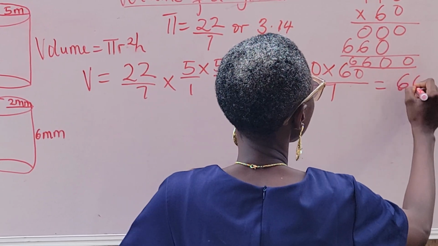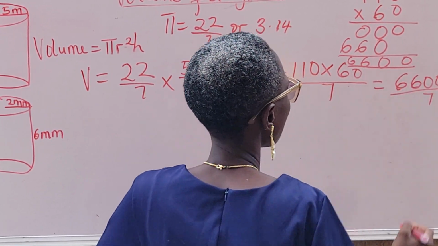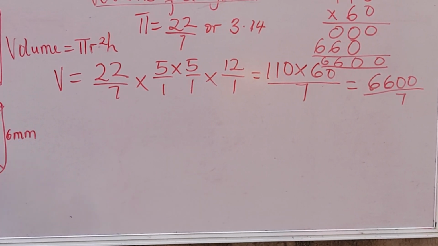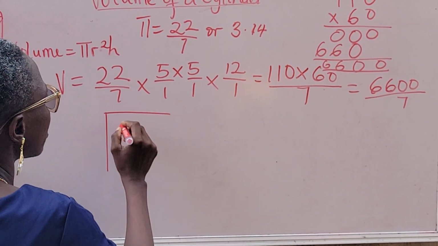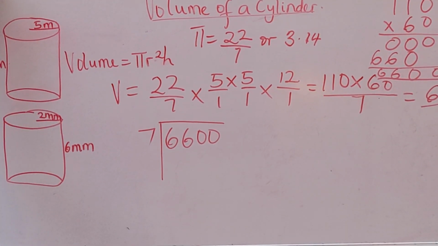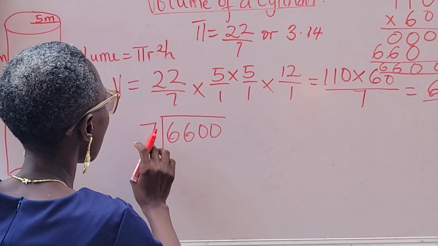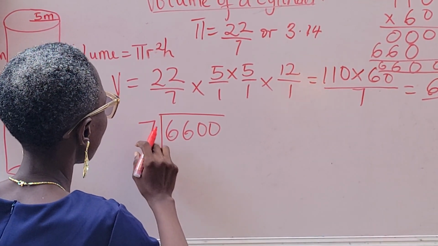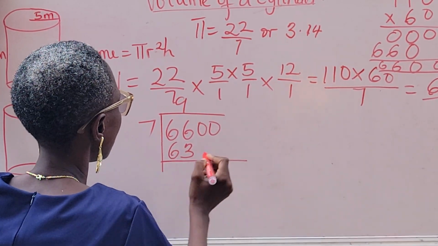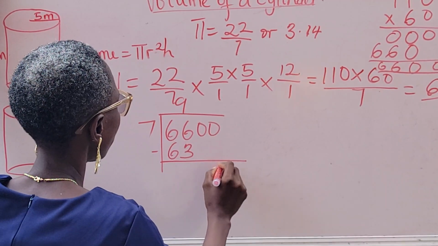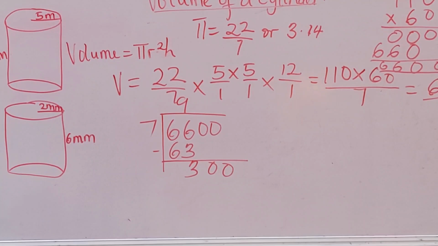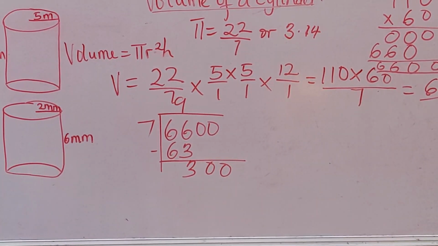I did this so that I can show you how the answers are gotten. So we have 6,600 divided by 7. The next thing is for you to use your long division method to get your final answer. 6,600 divided by 7. So what is 66 divided by 7? It is going to give us 9. 7 times 9 is 63. Then I take away, and 3. You can watch my video on division of numbers. It will guide you on this.